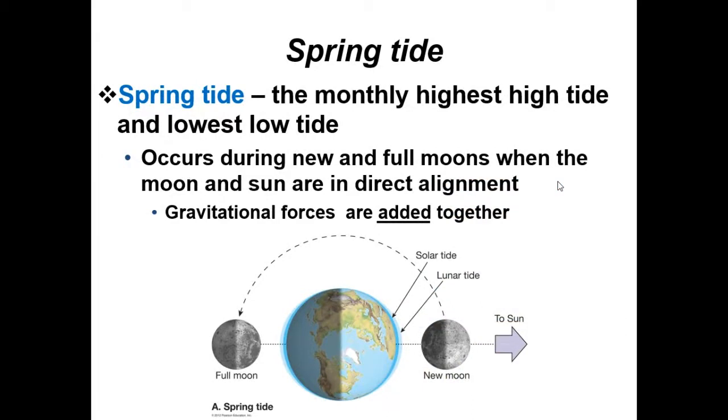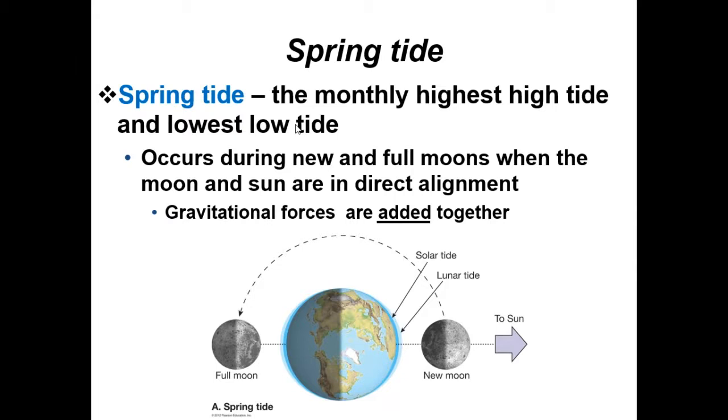So when the moon, the sun, and Earth are all in direct alignment, that means there's going to be a spring tide. A spring tide is basically representative of the once a month highest high tide and the once a month lowest low tide. These occur during the new and full moon times of the month, when the moon and the sun again are in direct alignment.